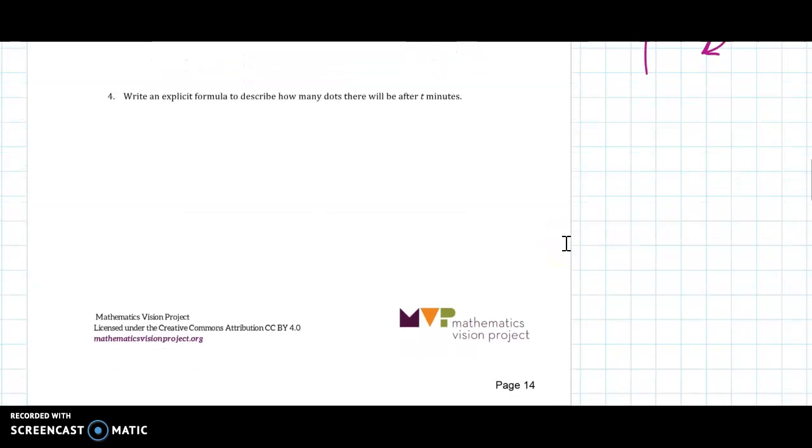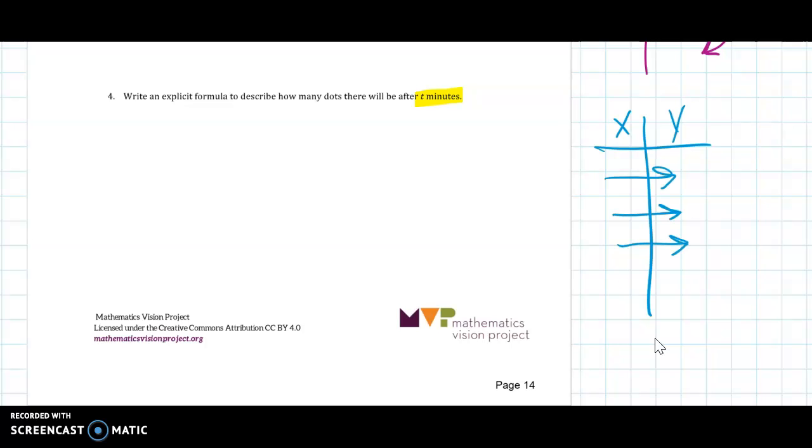For question 4, you're going to be writing an explicit formula. An explicit formula describes a relationship between two variables. The variables here are t minutes and the number of dots. Remember, if we're using a table to help us write our explicit formula, instead of looking down the table, we look across to see what we have to do to x to get to y.